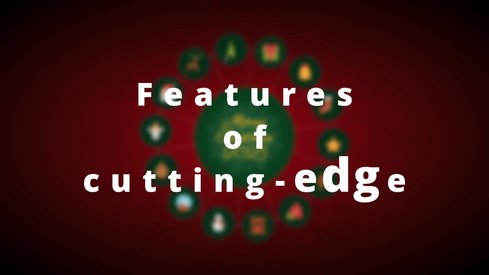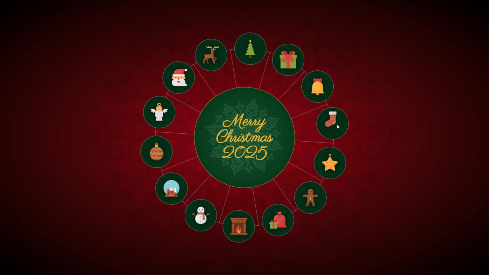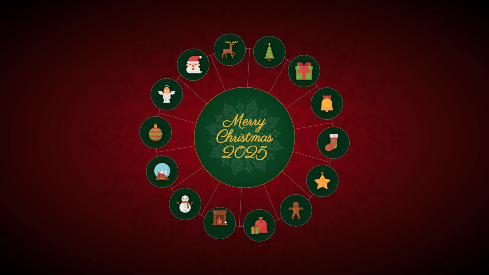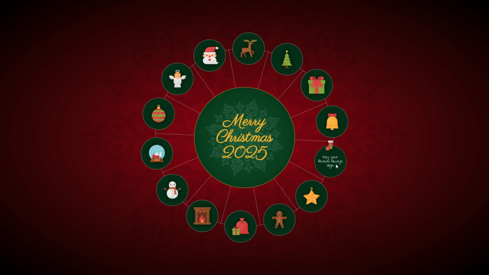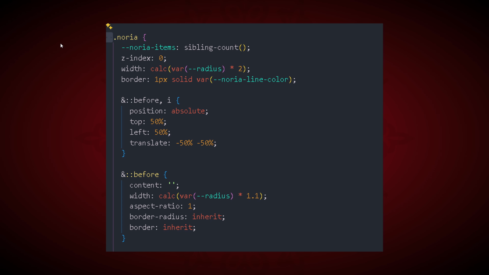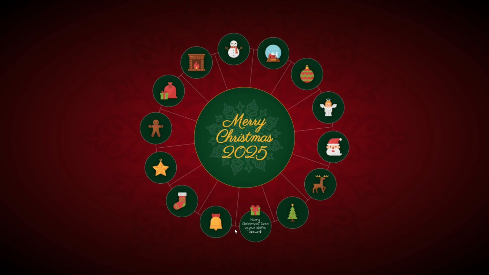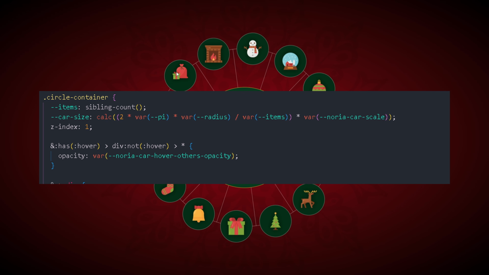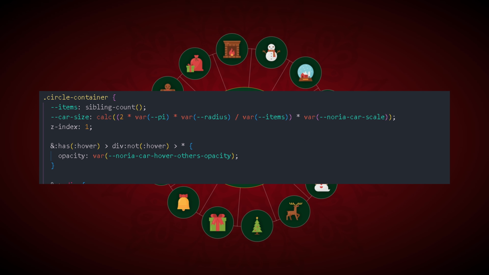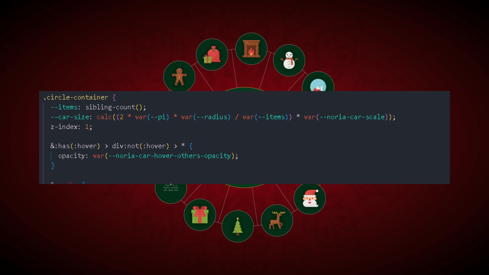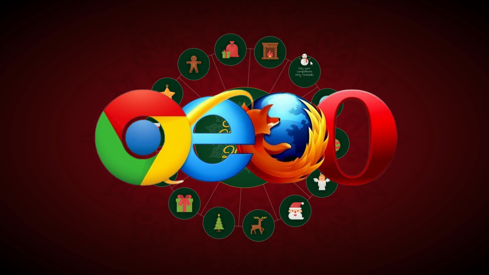Cutting-edge functions, sibling-count and sibling-index. Sibling-index tells each cart which number it is, 1, 2, 3, without writing manual classes in the HTML. Sibling-count detects how many carts exist in total to automatically divide the 360 degrees of the wheel. For now, this requires very modern browsers or a polyfill.